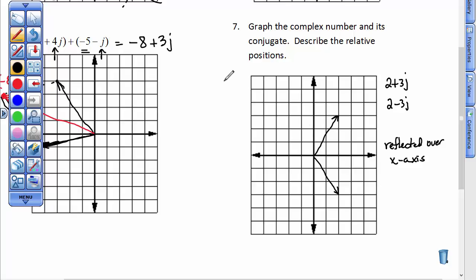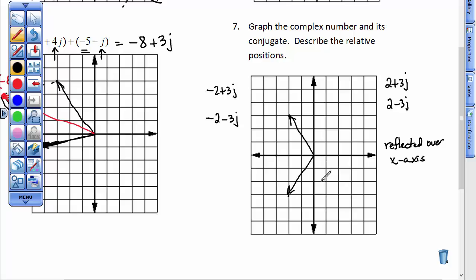Let's do another one. Let's do one in the second quadrant. So a -2 plus 3j. And I'm going to erase this previous one. So if I go to the left 2 and up 3j, here's that vector. Its conjugate is, you don't change the x value, it's still a -2, but you change the sign of the y value, it's a -3j. So I go to the left 2 and down 3. And that one also reflects over the x-axis.